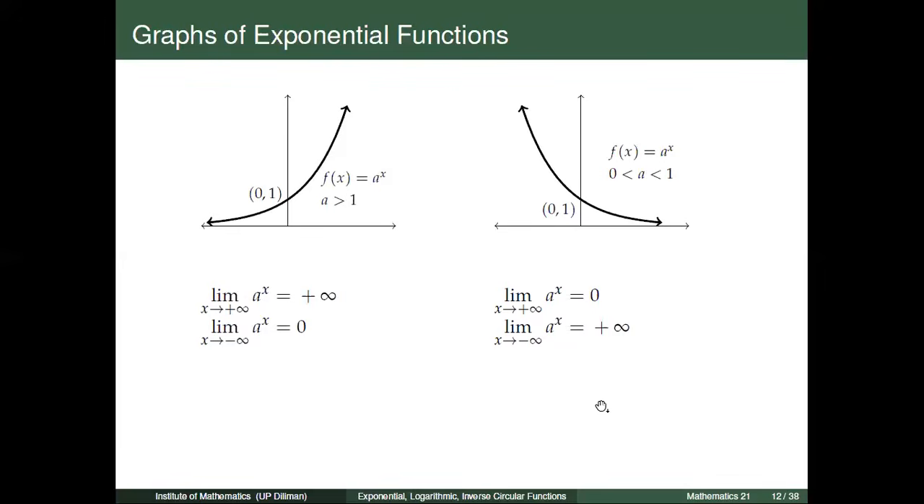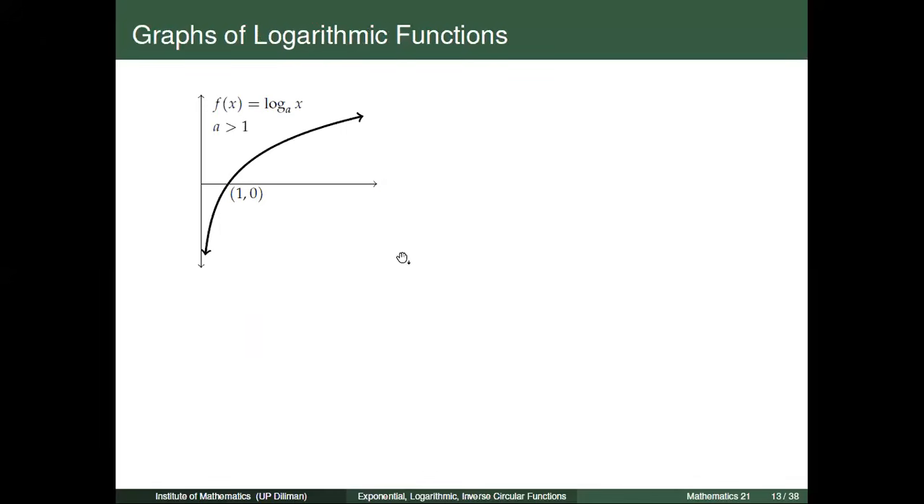Now, the logarithmic functions are the inverses of the exponential functions, so their graphs are obtained by reflecting the graphs of the exponential functions about the line with the equation y equals x. The coordinates of the points are also interchanged. So because this passes through 0, 1, the logarithmic function will pass through 1, 0. And since when the base is greater than 1, this is asymptotic to the negative x-axis, then the logarithmic function with base greater than 1 must be asymptotic to the negative y-axis. And we obtain something like this.